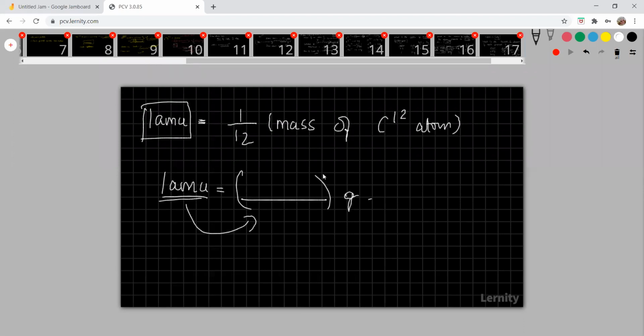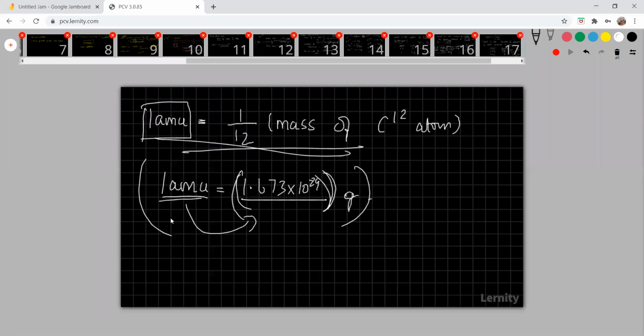So, if I wanted to convert to gram, it's very simple if I know the mass of a proton or neutron, which is 1.673 into 10 power minus 24. This is for conversion purpose. This is just a definition. Clear? Okay, ma'am, I understand.